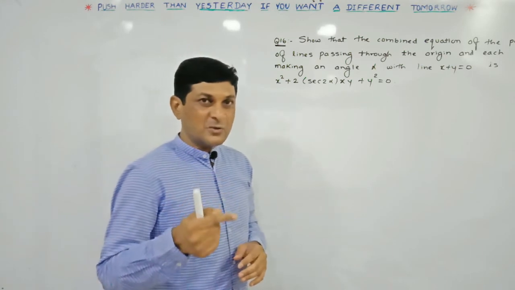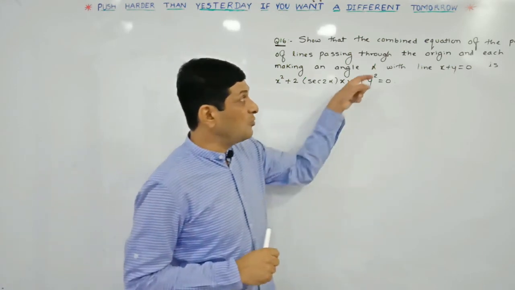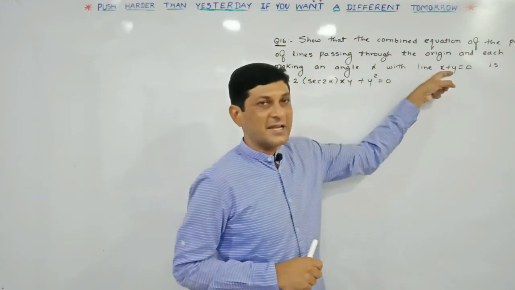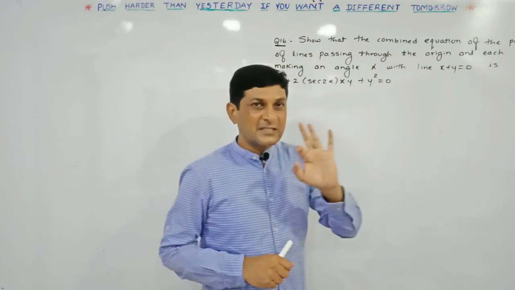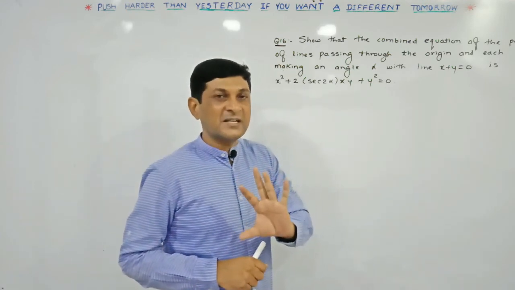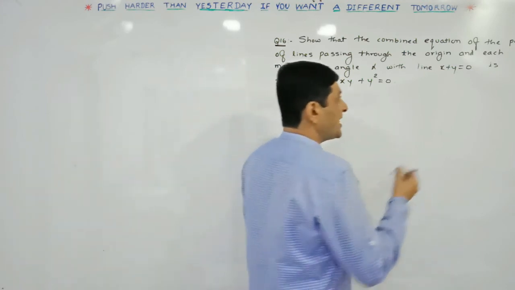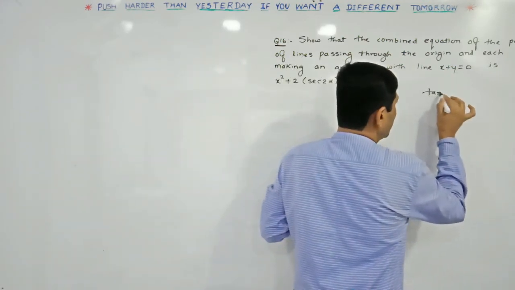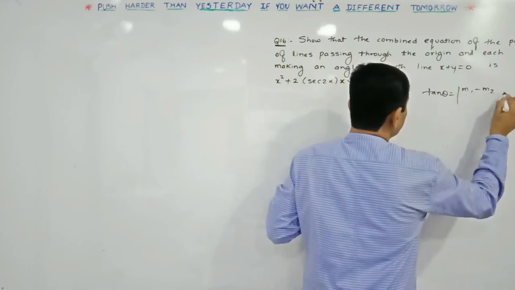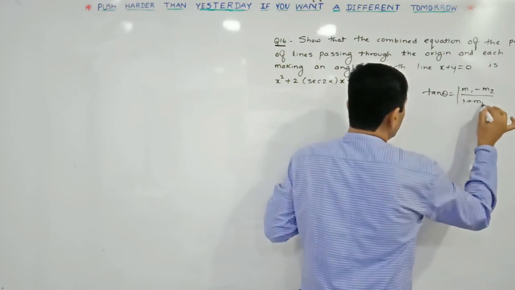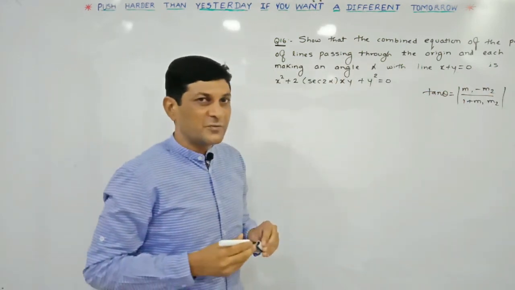We have to find out combined equation of pair of lines passing through the origin making how much angle alpha with this line. So our required line makes angle alpha with this line. Since this example is related with angle between the lines, that's why we are using this formula to find out angle between two lines. What is that formula? m1 minus m2 upon 1 plus m1 into m2. Applying this formula we are able to find out angle between two lines.